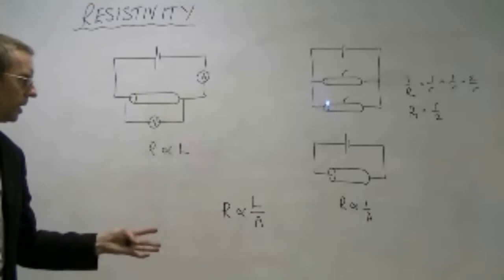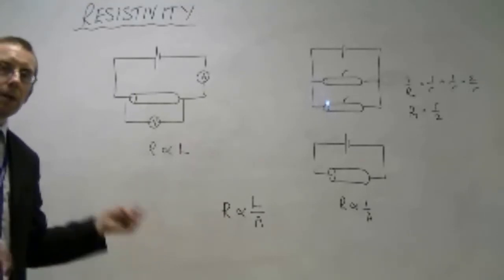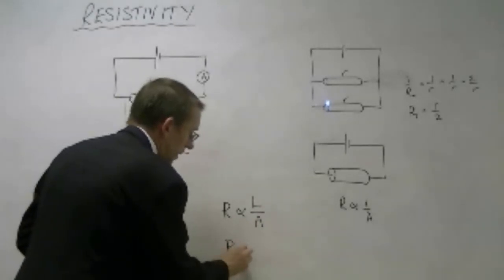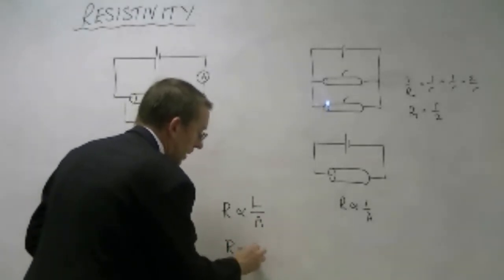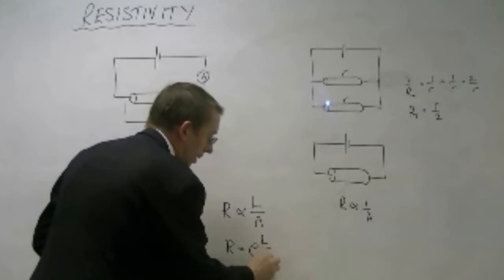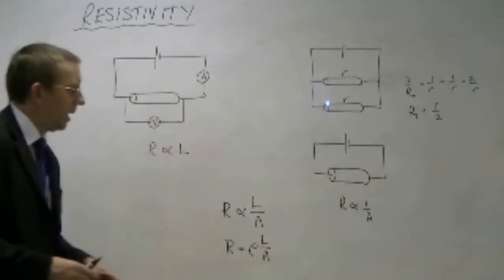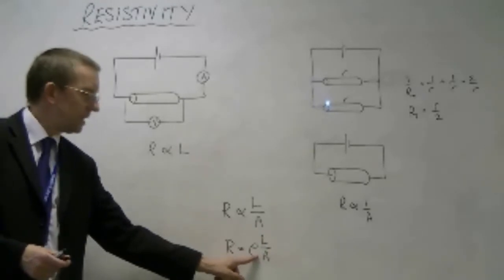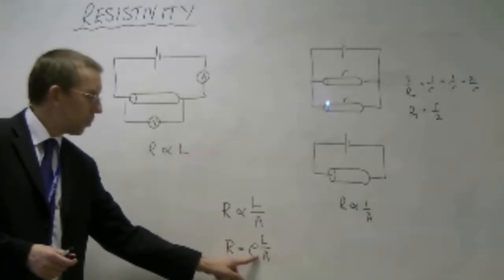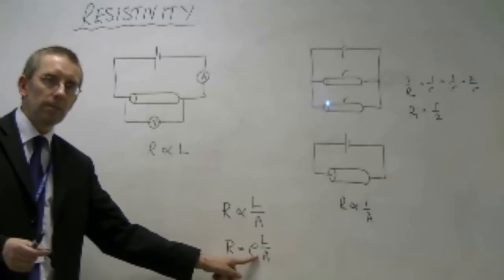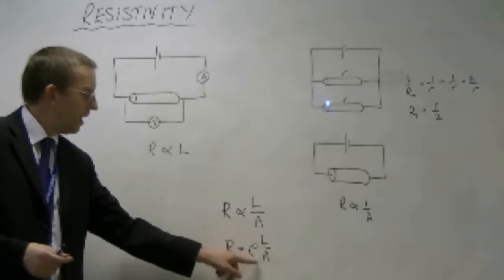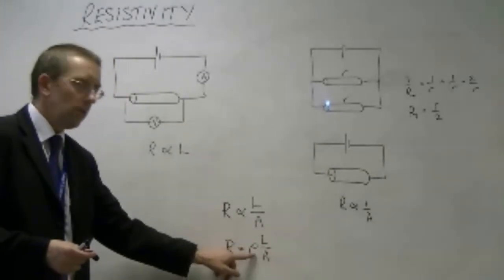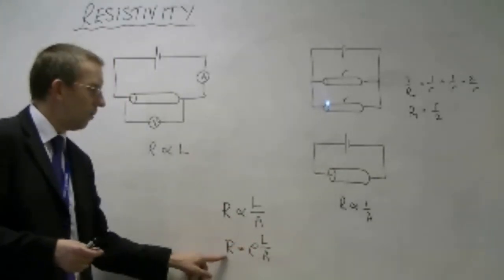and I can turn that relationship into an equation by adding a constant. So R equals a constant, Greek letter rho, times L over A. And this constant of proportionality rho is what we call the resistivity, and it's a property of the material. So for different materials of the same shape and size, with different resistivities, they will have different resistances.